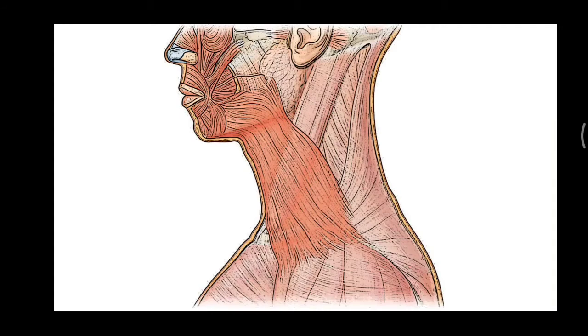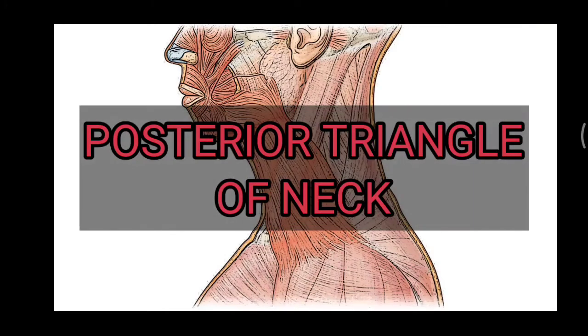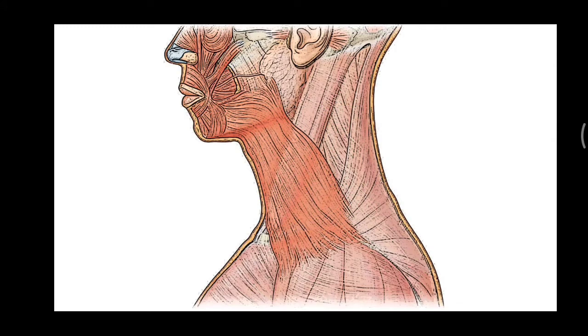We are going to see the posterior triangle of the neck in this video. So this is the view after removing the skin over the face and neck region. This muscle over here is the platysma. On removing the platysma, we will be able to see the borders of the posterior triangle very clearly.